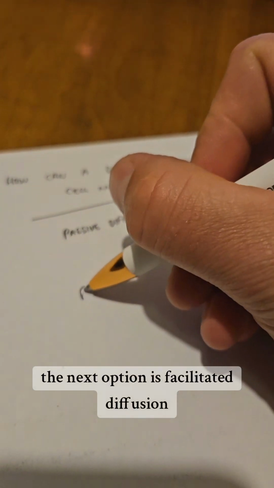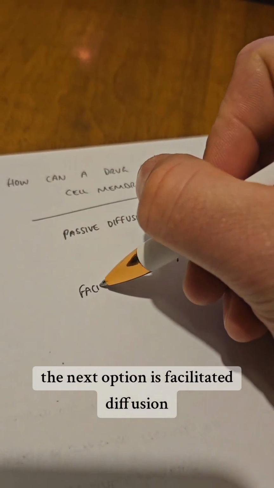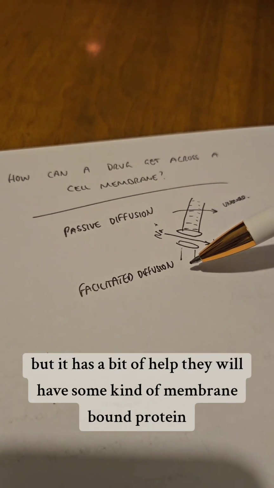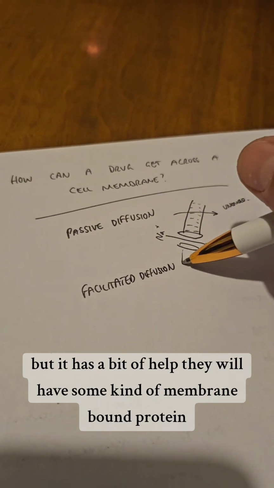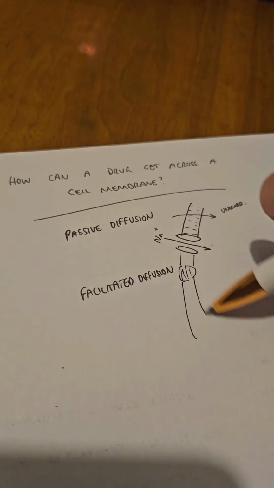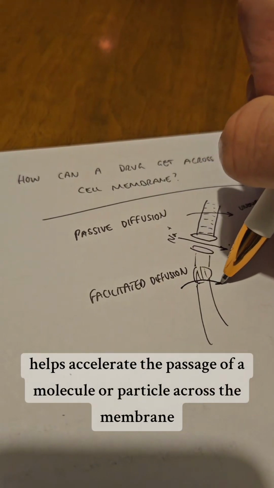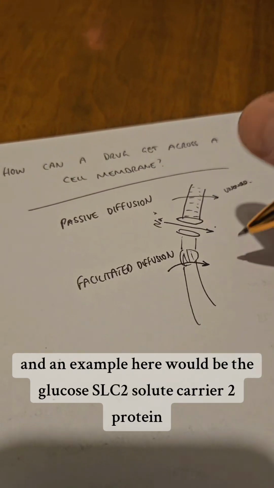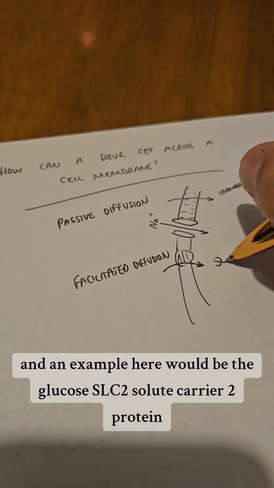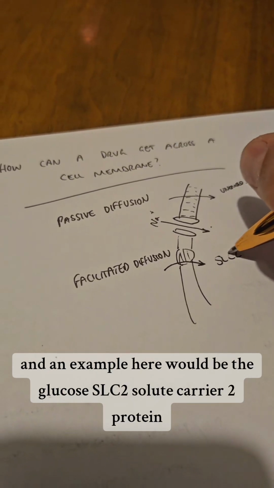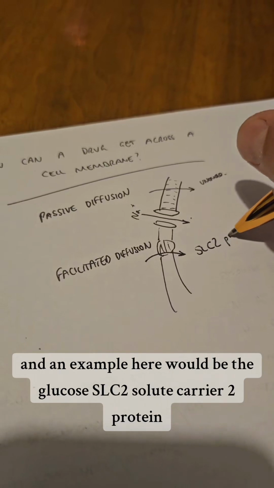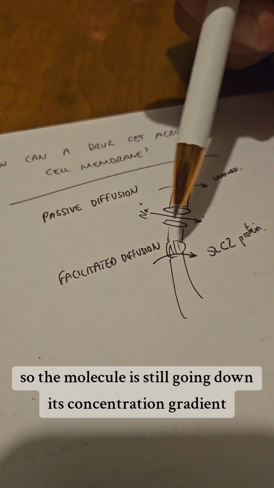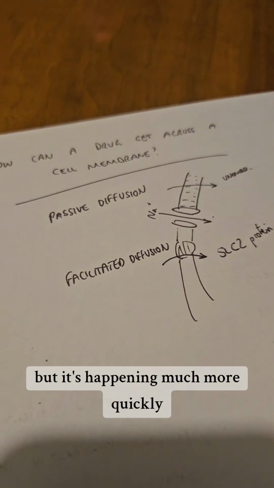The next option is facilitated diffusion. This is essentially diffusion down a concentration gradient, but it has a bit of help. So it will have some kind of membrane-bound protein that helps accelerate the passage of a molecule or a particle across the membrane. An example here would be the glucose SLC2 solute carrier 2 protein. So the molecule is still going down its concentration gradient, but it's happening much more quickly.